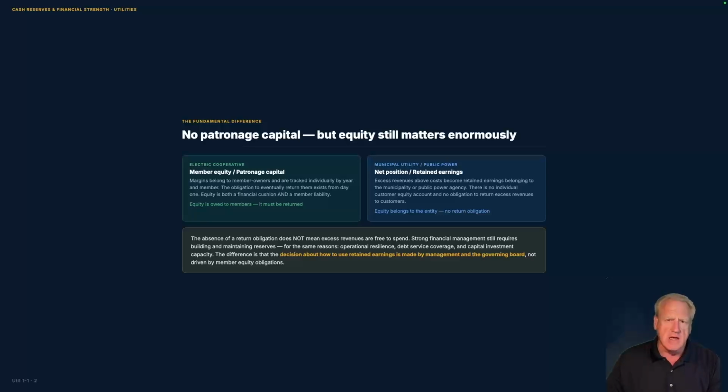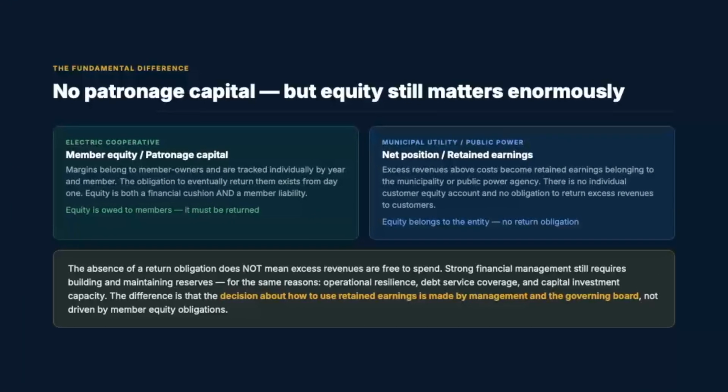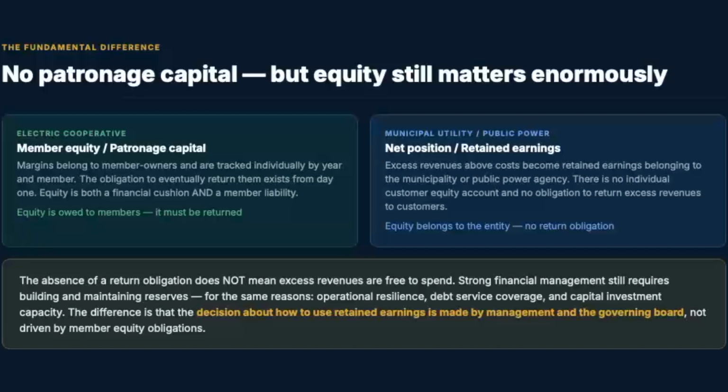In a municipal utility or a public power utility, we're talking about, not investor owned, there is not patronage capital, but the equity or retained earnings that you have still matters a great deal. Now, in a co-op, you have what's called member equity and patronage capital. So, co-ops are owned by their members, and each member actually has an account at the co-op year by year and member by member that shows what their share of co-op ownership is.